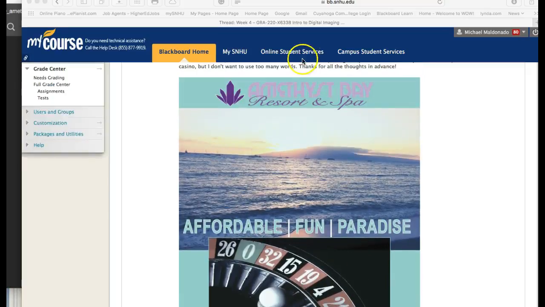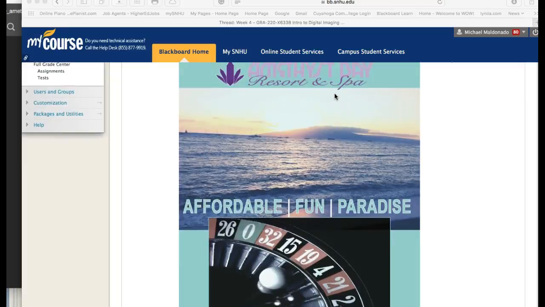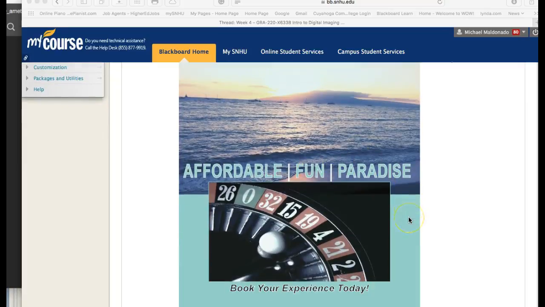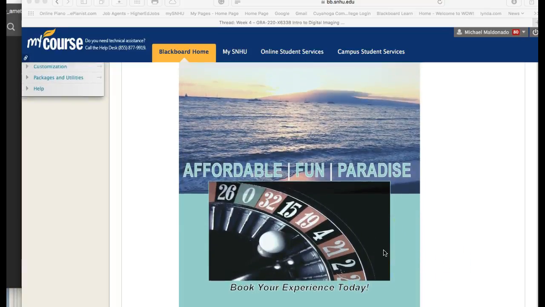So basically, you're saying, okay, this is Amethyst Bay. So we open the ad, we say Amethyst Bay. It's a resort and spa. Okay, affordable, fun paradise. And then you have this image that says, okay, it's telling me that there's a casino here and that this ad is about casino. Book your experience today, and then that's it. So it just leaves me really a huge question mark.